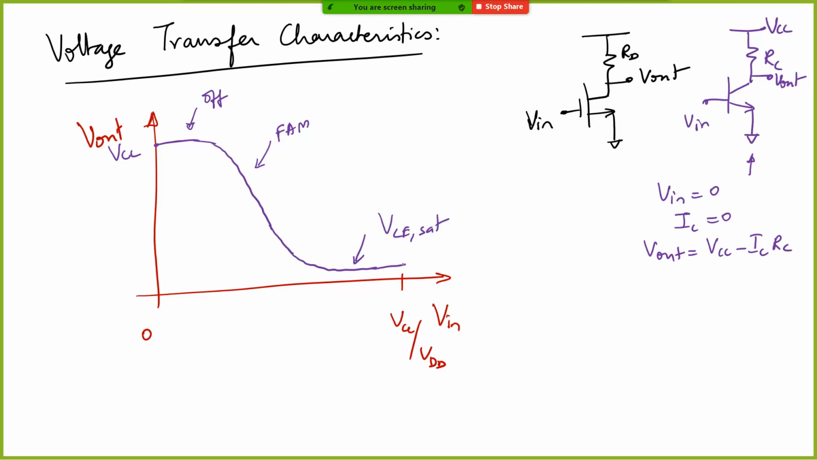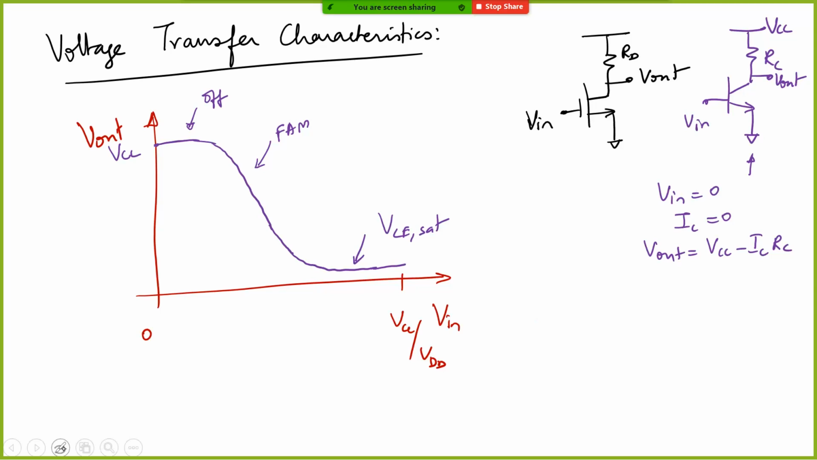Because as the current increases and it goes into the BJT saturation region, you will basically get a VCE equal to VCE sat. Okay, it will not go down to 0. This is the voltage transfer characteristic of a BJT.